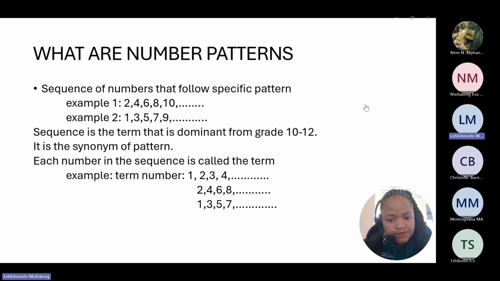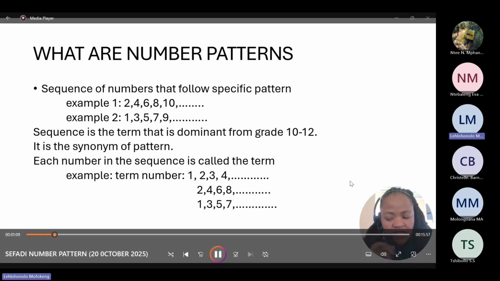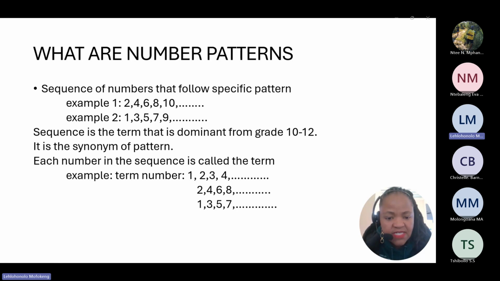Then we have the first example: 2, 4, 6, 8, and 10. This is a specific arrangement of numbers, and it is called a number pattern. Then we have example 2, which has 1, 3, 5, 7, and 9. This one is called a sequence of numbers, or we can say they are number patterns. When we talk about number patterns, we talk about the arrangement made here in these 2 examples.